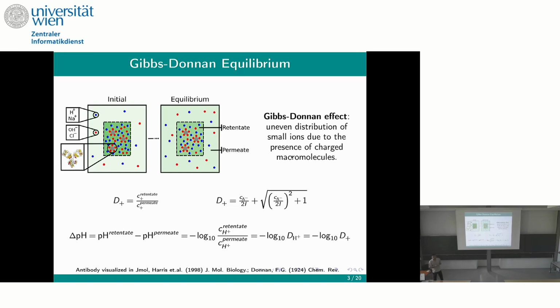Now, it will not be a surprise that if there is an uneven distribution of small ions, we will also have a difference in pH, because at the end of the day, H plus is again a cation, right? So we expect to have a higher concentration of H plus ions in the case that those guys are negative than in the outer solution. We will then use this trivial equation that relates the delta pH with the distribution ratio of cations, knowing this expression, right?